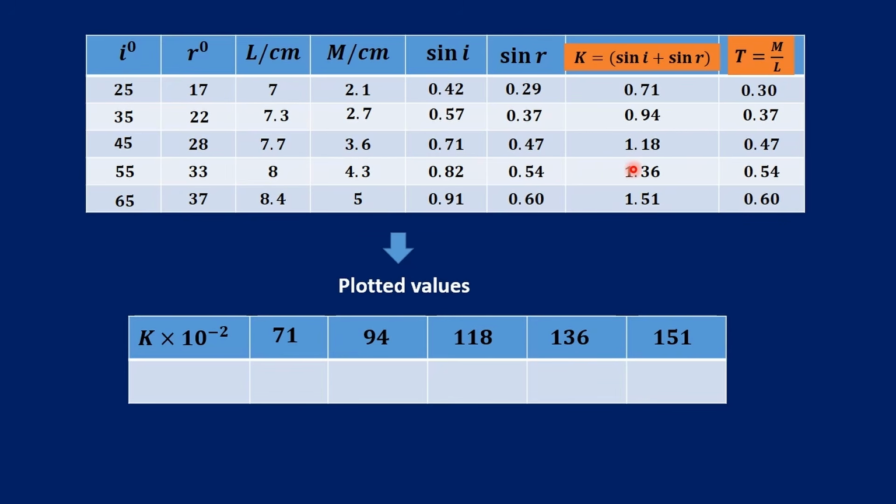For the values of T, we move this point twice, and we have 30 times 10 exponent negative 2. The next value will be 37. The next one, 47. The next one, 54. The next one, 60. All times 10 exponent negative 2. So the values are now in standard form and they can be easily plotted on the graph.